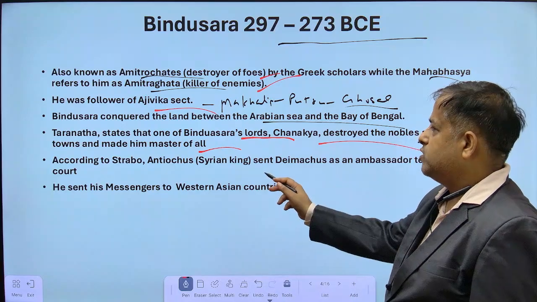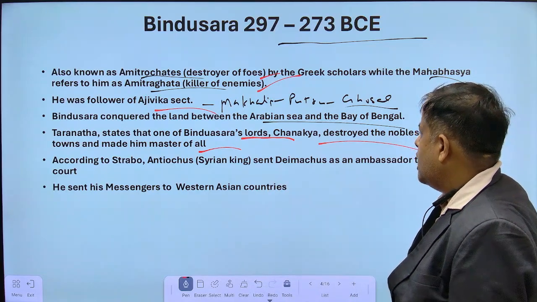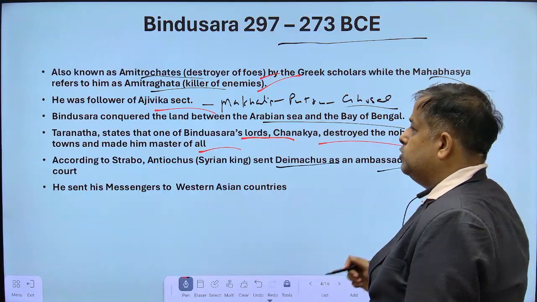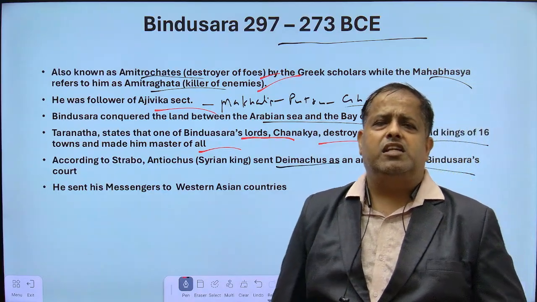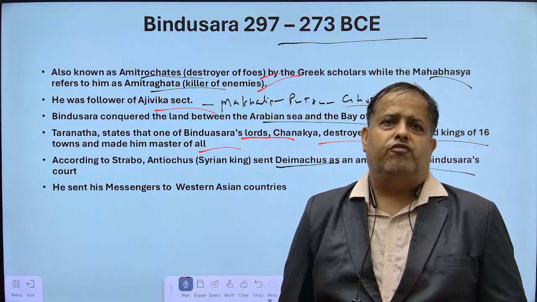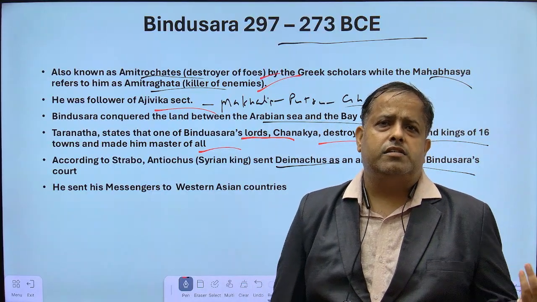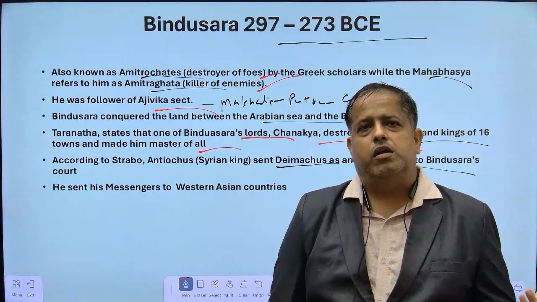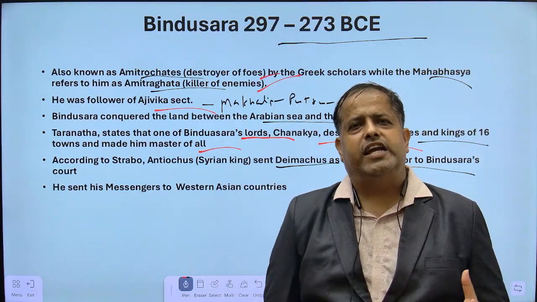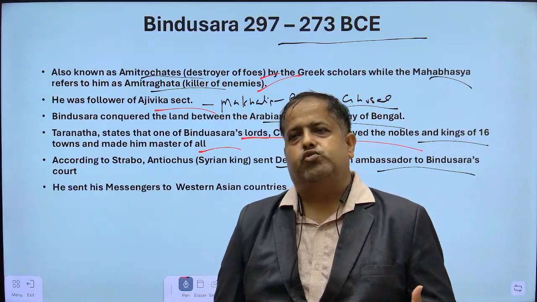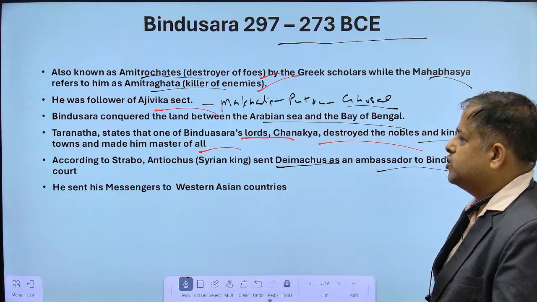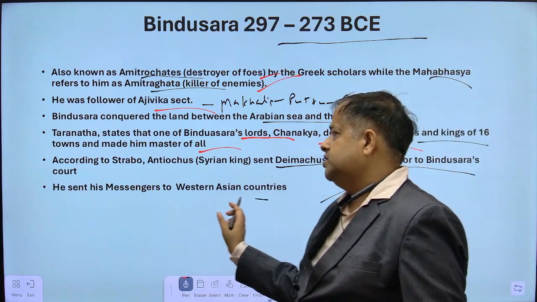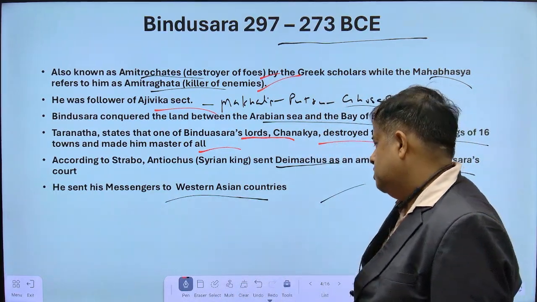According to Strabo, Antiochus, the Syrian king, sent an ambassador known as Deimachus to the court of Bindusara. Bindusara demanded three things from the Syrian king: first sweet wine, second dry figs, and third a philosopher. The Syrian king sent two things, but he refused to send the philosopher. Bindusara sent his messengers to Western Asian countries. So he was the first ruler who sent messengers to different countries and tried to make good relationships with the rest of the world.